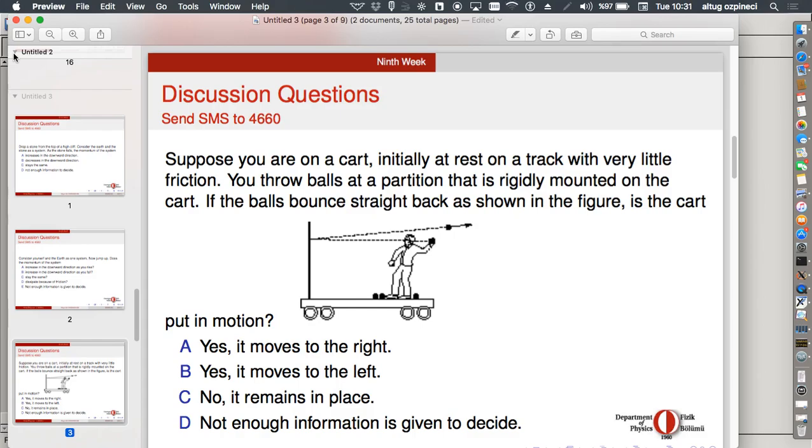Okay, this is something more interesting. So here is the cart. It's at rest. There is no friction over here. And you just throw balls on this wall mounted on the cart. Will the cart start moving or not? Ignore the drag or any other kind of friction that will be acting on the cart. But of course, there is friction between you and the cart so that you don't fall off the cart.